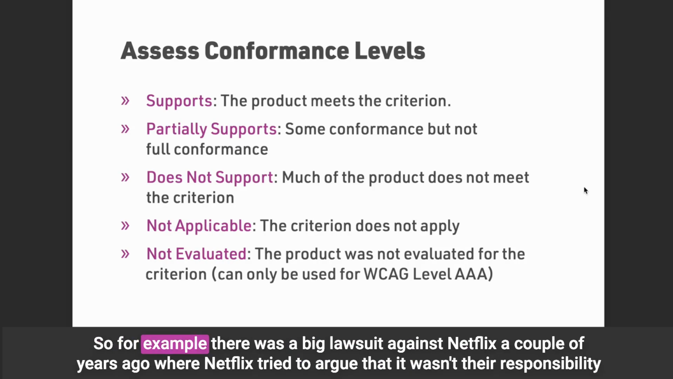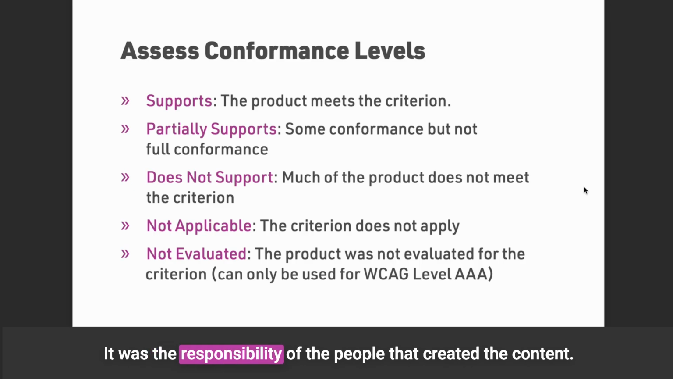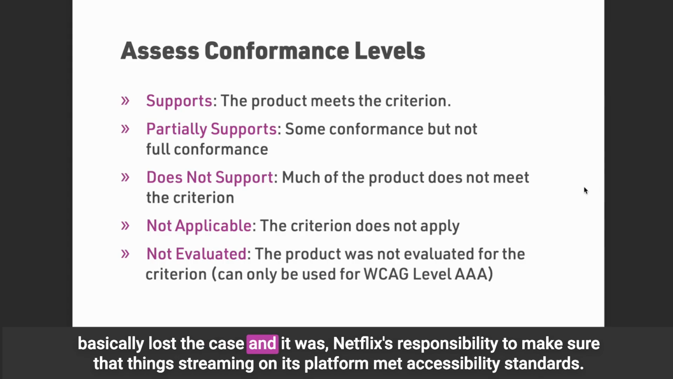An example of a level AAA criteria would be audio description. For example, there was a big lawsuit against Netflix a couple of years ago where Netflix tried to argue that it wasn't their responsibility to make sure that things streaming on their website were accessible. It was the responsibility of the people that created the content, so, for instance, the film company or the TV company that created the product was supposed to make it accessible. But they basically lost the case, and it was Netflix's responsibility to make sure that things streaming on its platform met accessibility standards.